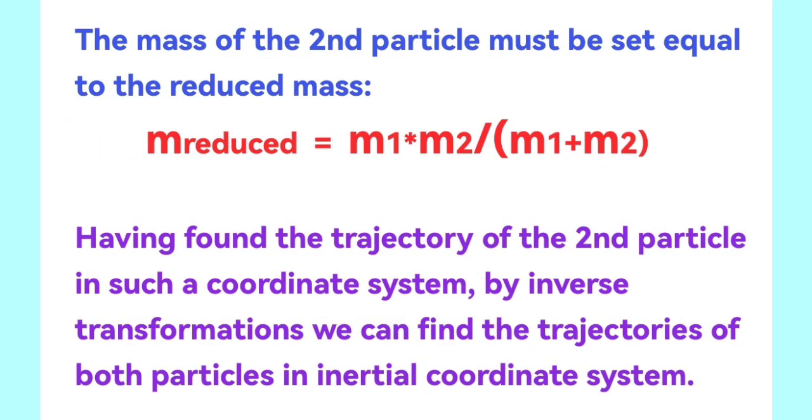In addition, the mass of the second particle must be set equal to the so-called reduced mass. Reduced mass is equal to the ratio of the product of the masses of the first and second particles to the sum of the masses of these two particles. Having found the trajectory of the second particle in such coordinate system, by inverse transformations we can find the trajectories of both particles in inertial coordinate system.